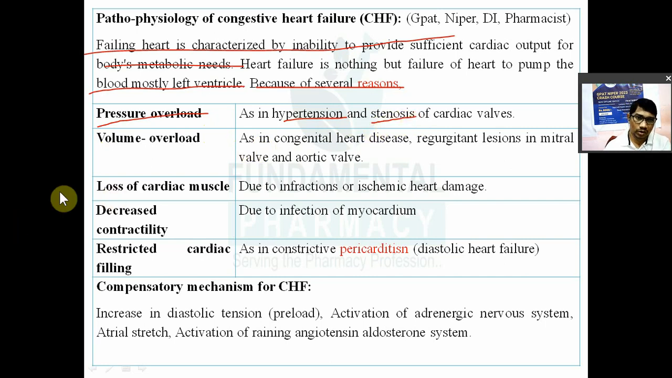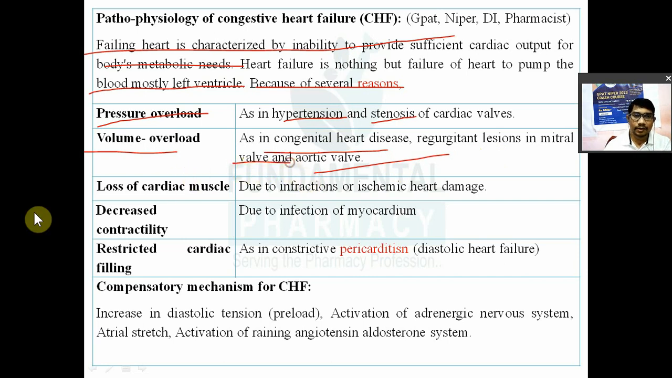So there are two types of heart failure: systolic heart failure and diastolic heart failure. Systolic heart failure is because of excessive pressure overload, excessive blood volume, loss of cardiac muscle, myocardial infarction, thyrotoxicosis, genetic disease, heart defect, decreased contractility. And diastolic heart failure is because of pericarditis. Now, everything results in decreased cardiac output.